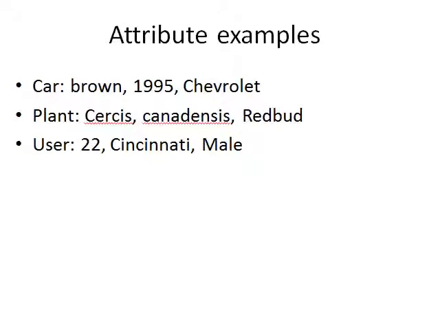Attributes are adjectives. They describe a noun. A car is brown, 1995 Chevrolet. A plant is a Cercis canadensis, that's the genus and species. Common name is a redbud. User is a 22-year-old Cincinnati male. So an attribute is something that describes a noun.